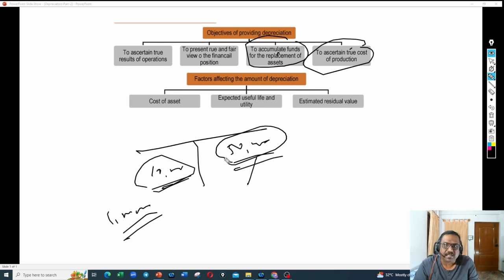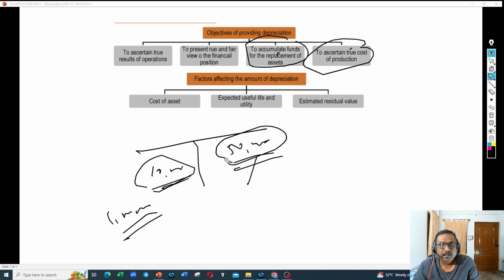One of those operational costs, one of those production costs, is your cost of allocating the asset with respect to P&L. Because the asset is being used for generating this revenue. Since that asset is used for generating this revenue, proportionate cost of that asset has to be debited. Proportionate cost of that asset for that particular accounting year is nothing but depreciation. The depreciation has to be debited. If I don't debit, what will happen? You are not ascertaining the true cost of production.